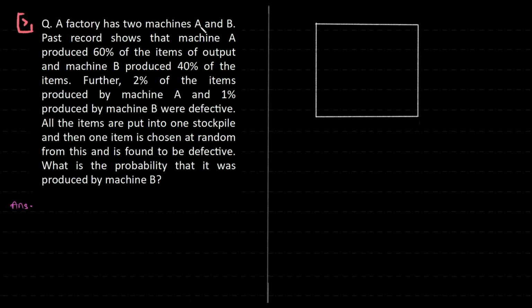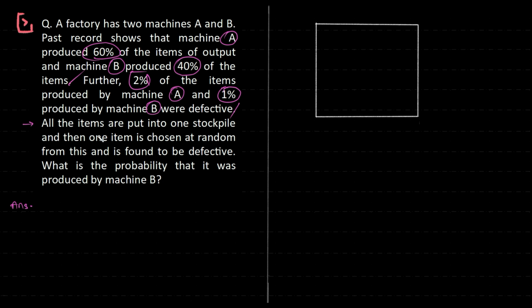A factory has two machines, A and B. Past record shows that machine A produces 60% of the items of output, and machine B produces 40% of it. Further, 2% of the items produced by machine A happen to be defective, while 1% by B turn out to be defective. So we have the actual question.